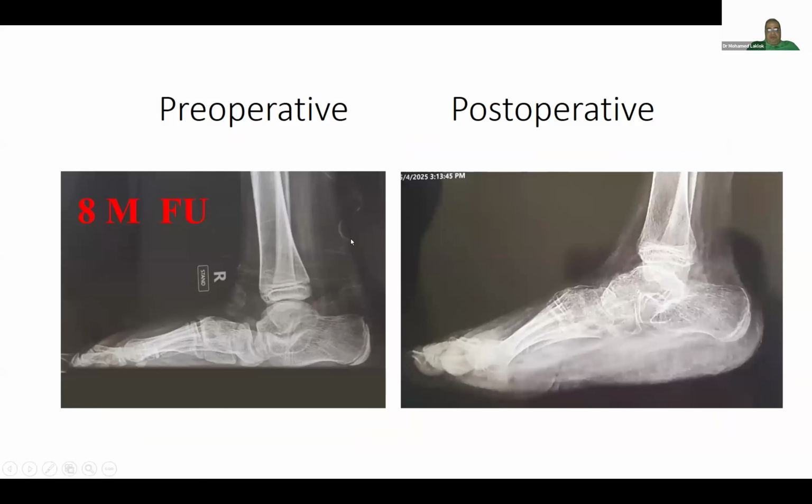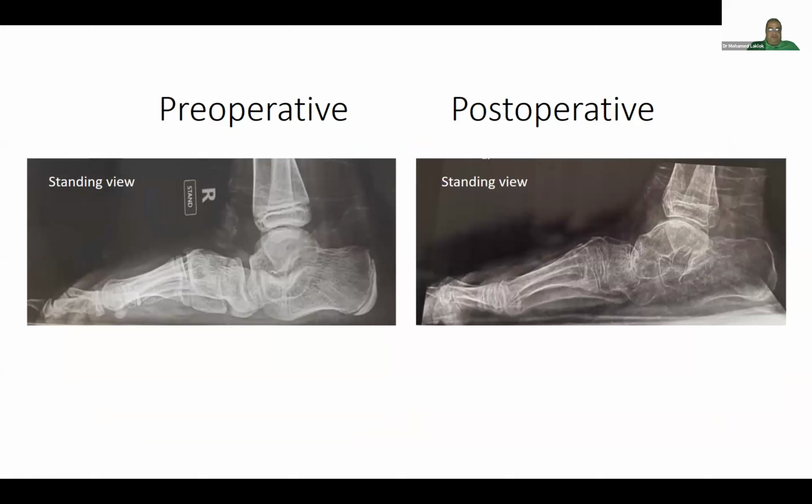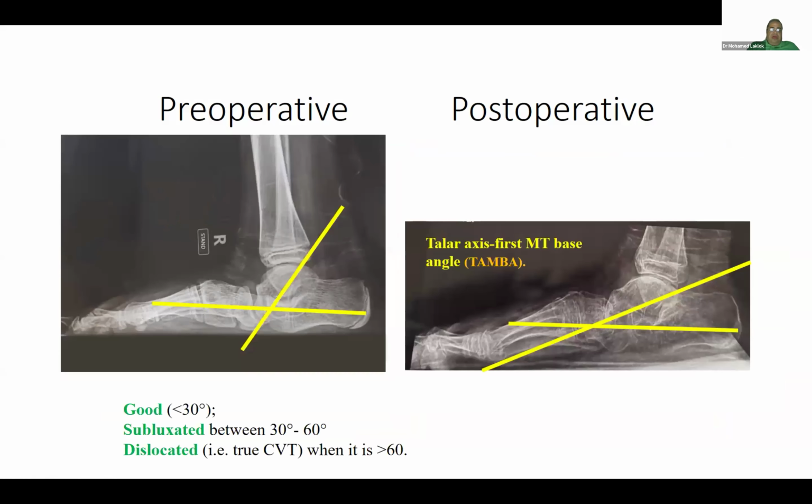Also, we can compare the X-ray before the surgery and after the surgery, and restoration of the curvature and medial longitudinal arch of the foot. Standing X-ray for preoperative and post-operative. We can see the talar axis first metatarsal base angle, which is completely corrected. It's now a nearly good result because it is less than 30 degrees.